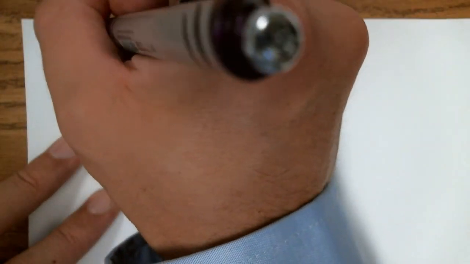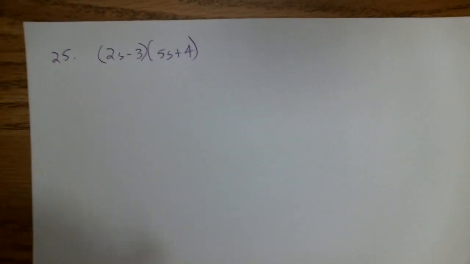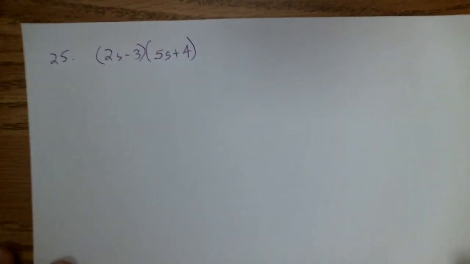25. Alright, so simplify each product. Guys, you gotta look for those trigger words. Product, what does that mean in math? That means multiply. 2s minus 3 times 5s plus 4. I really wish they wouldn't use s's and t's. Sometimes my 5s look like s's, but we'll roll with it.